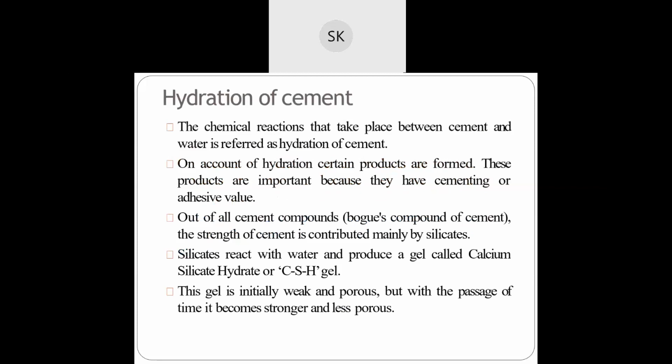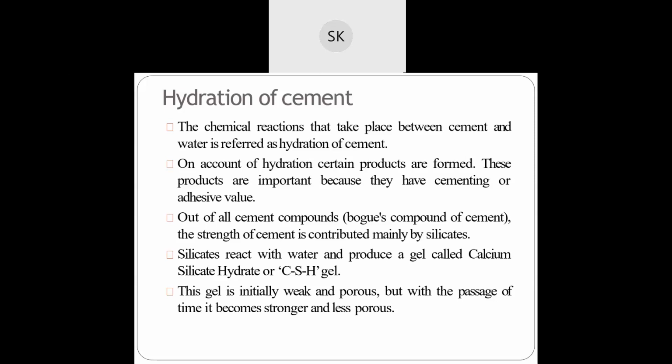Next, hydration of cement. The chemical reaction that takes place between cement and water is known as hydration of cement. Whenever cement and water react, heat is released. On account of hydration, certain products are formed. These products are important because they have cementing or adhesive value.